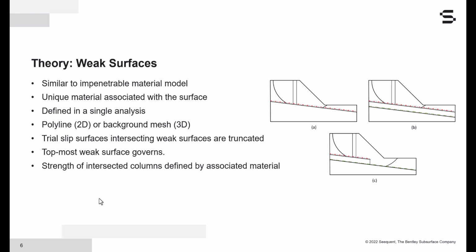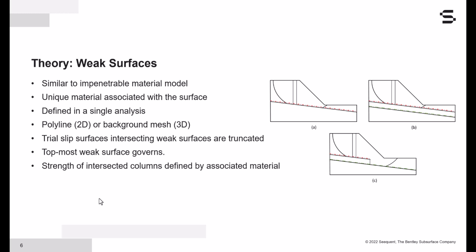The use of a single weak surface is similar to using the impenetrable material model in SLOPE/W. However, it differs in that a unique material is associated with the surface. Furthermore, multiple weak surfaces can be defined in a single analysis. Weak surfaces are defined using a polyline in 2D and a background mesh in 3D.